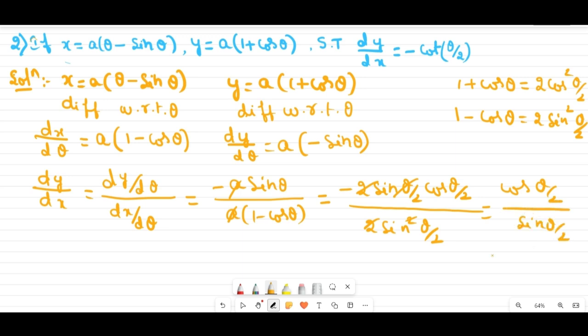Cos of theta by 2 by sine of theta by 2 is cot, sorry, negative is there. Please don't forget to write the negative. So the answer is minus cot of theta by 2. So this is what they have asked. This is the final answer. I think you have got this question.